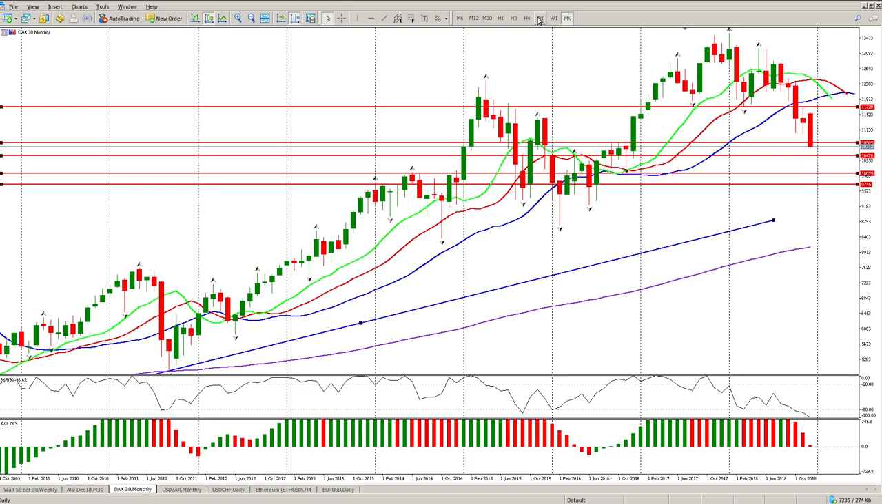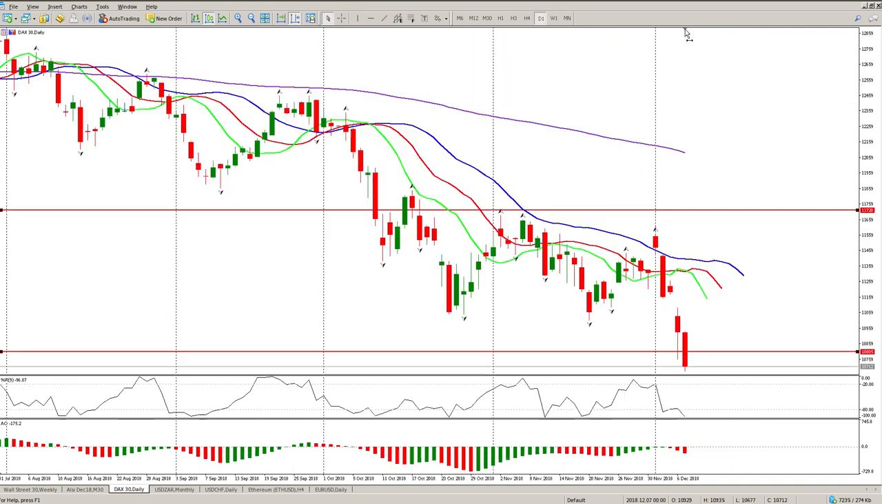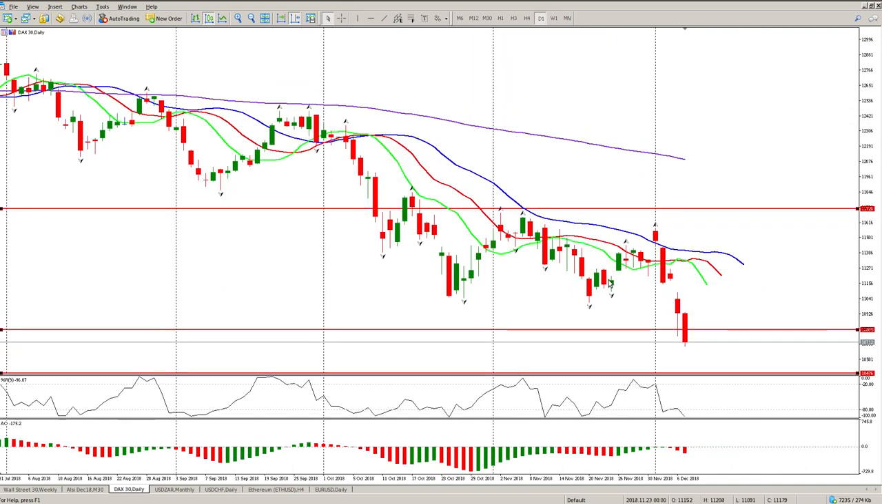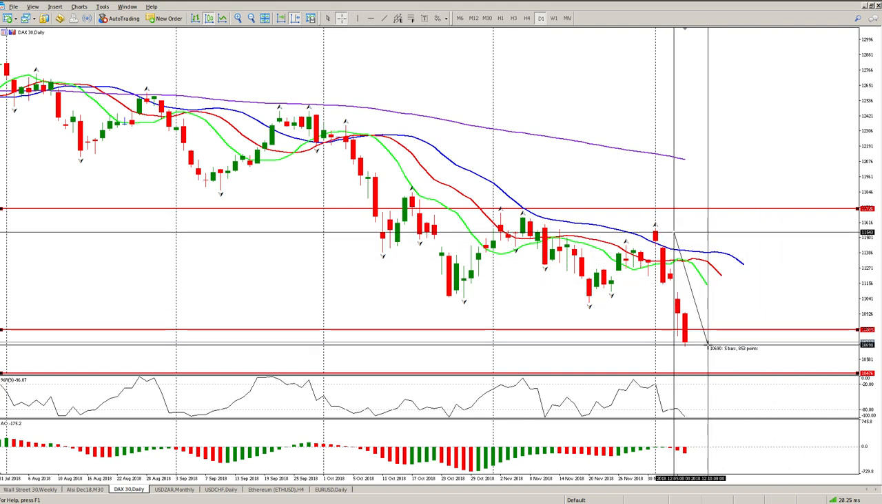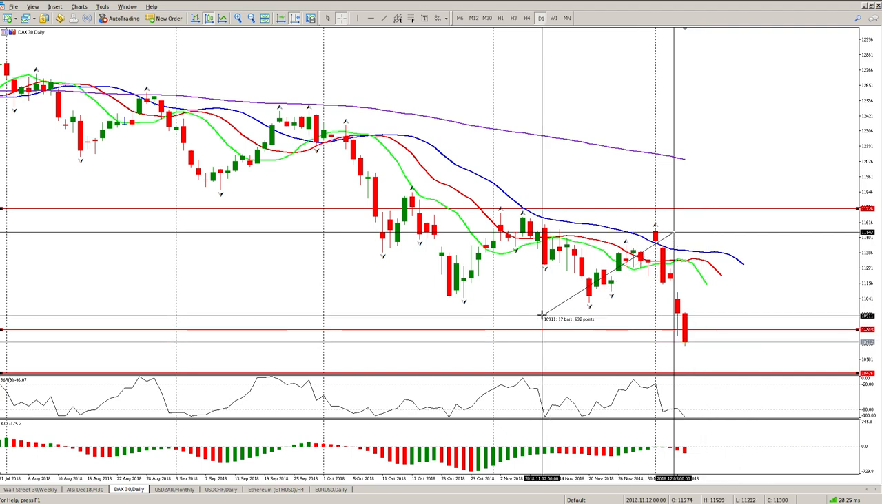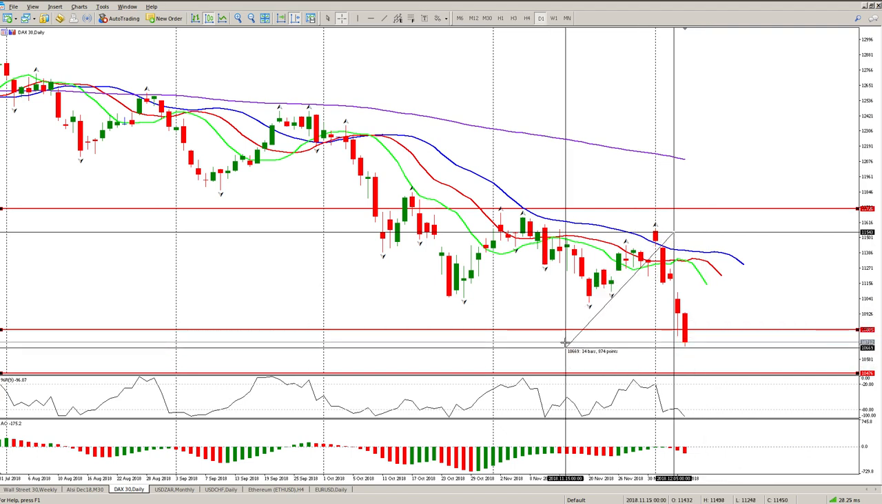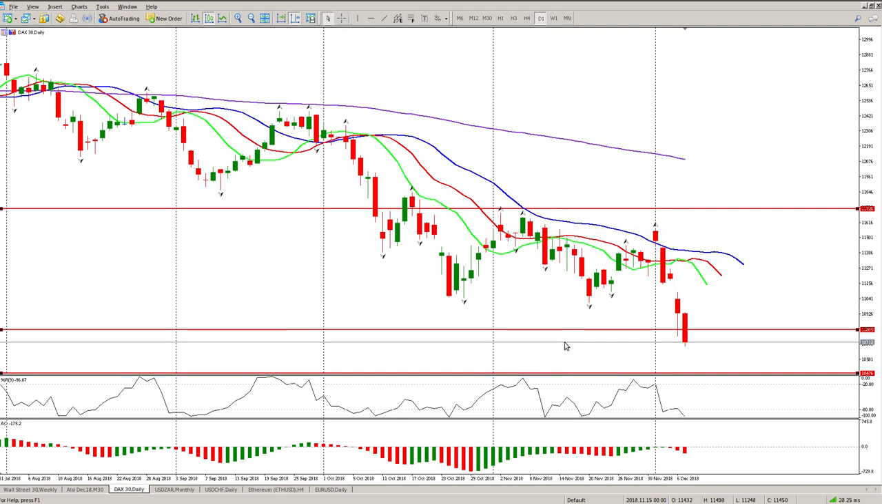Let's get down to what's actually going on now. So from a daily perspective, you can see last week was pretty much a bearish week and a big move down. I guess it was like 600 points or something. Let's get it here. So 800 points, 835 points. So that was a fairly big move to the downside.